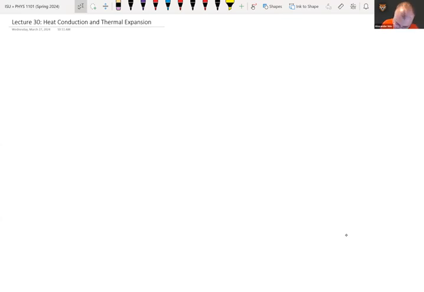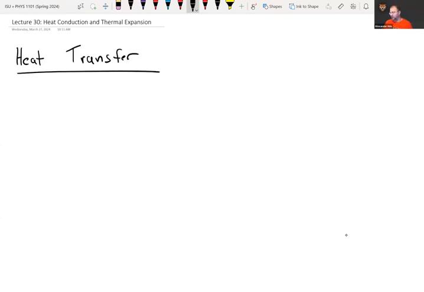Now, heat conduction is a subcategory of the larger overarching category of heat transfer. And there are three main methods of heat transfer that I do at least want you to know about. We're really only going to talk about conduction. That's the first one. Heat conduction is heat transfer through direct contact.